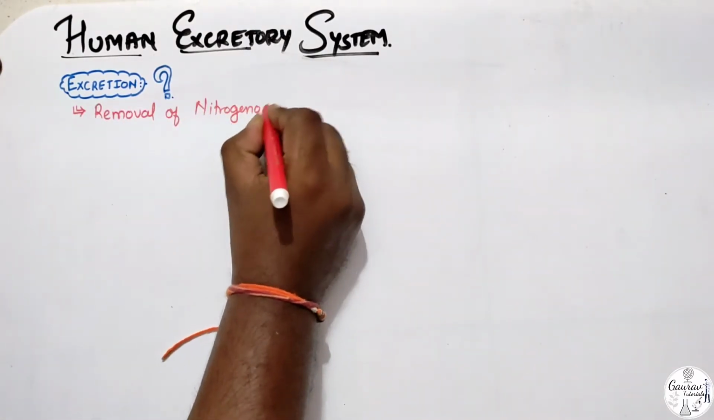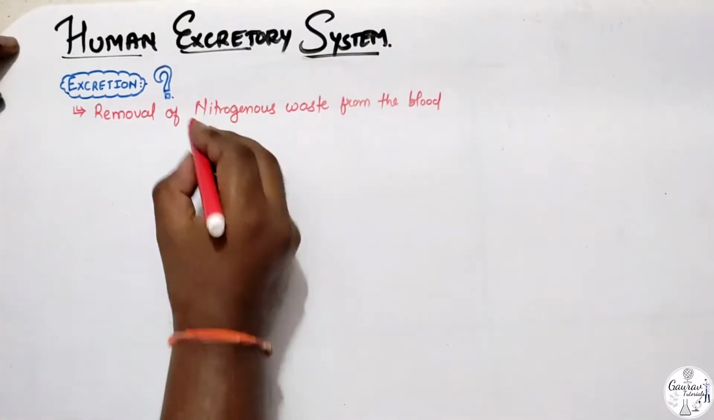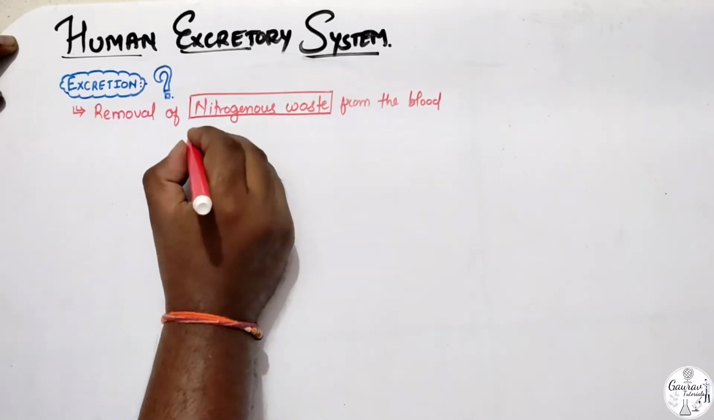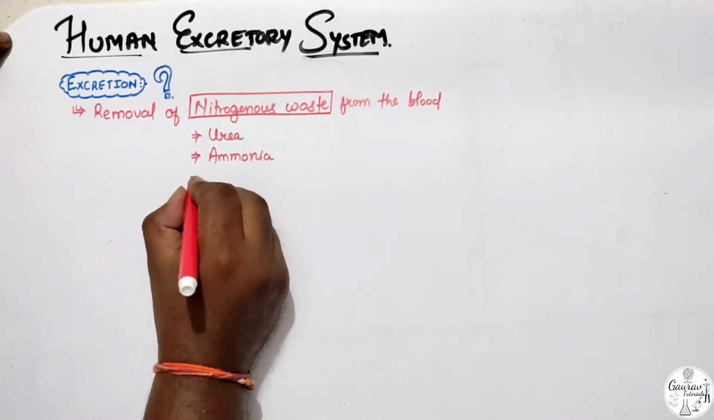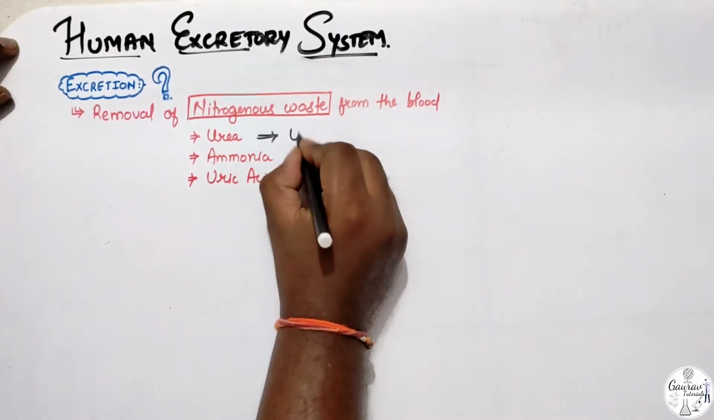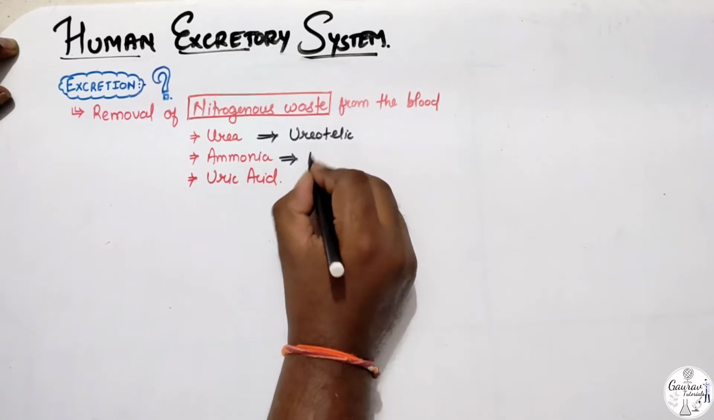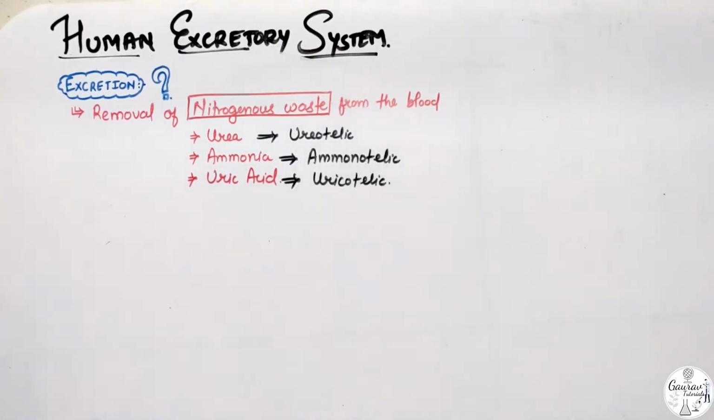Now nitrogenous waste is basically the waste product that is formed because of the metabolic reactions that take place in our body. There could be three types of nitrogenous waste: urea, ammonia and uric acid. The organisms which excrete urea are called ureotelic. The ones which remove ammonia are called ammonotelic, and the ones which remove uric acid are called uricotelic.